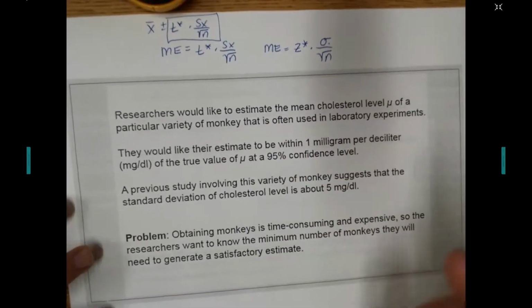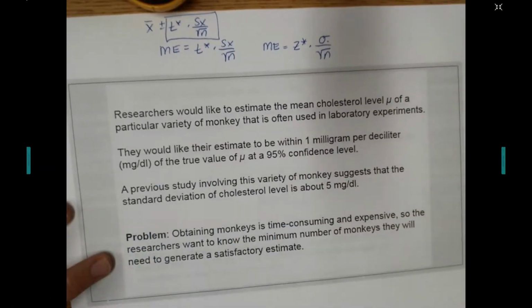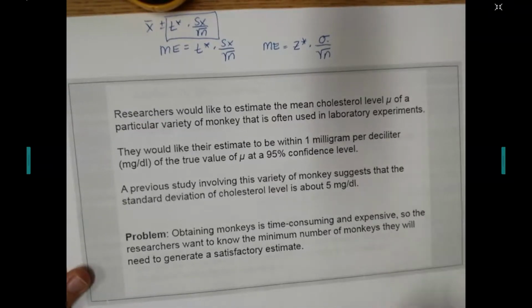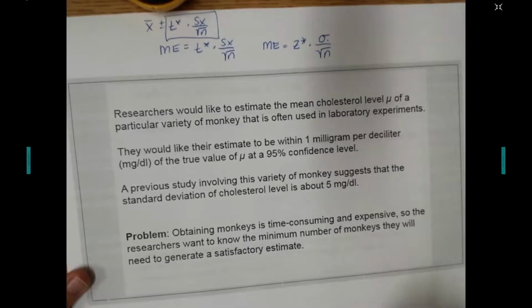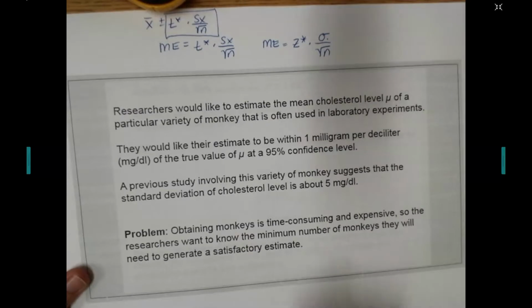Okay, so in this situation, it says researchers would like to estimate the mean cholesterol level of a particular variety of monkey that's often used in laboratory experiments. They would like their estimate to be within 1 milligram per deciliter of the true value mu at 95% confidence level. A previous study involving this variety of monkey suggests that the standard deviation of the cholesterol level is about 5 milligrams per deciliter. Obtaining monkeys is time-consuming and expensive, so the researchers want to know the minimum number of monkeys they will need to generate a satisfactory estimate.